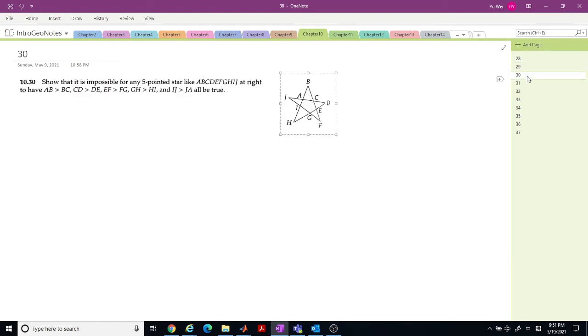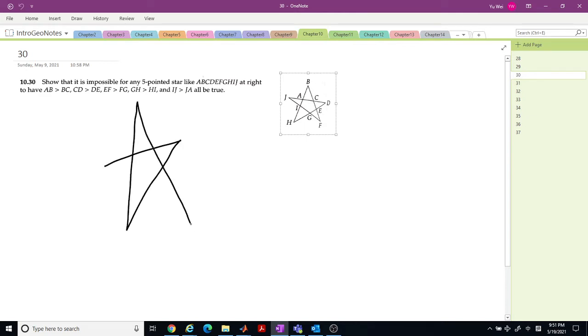Next, to show that it is impossible for the 5-point star, we have AB greater than BC, CD greater than DE, EF greater than GF, GH greater than HI, and IJ greater than AJ. Okay, so let's do it. Let's draw a big picture. Let's say it is possible.